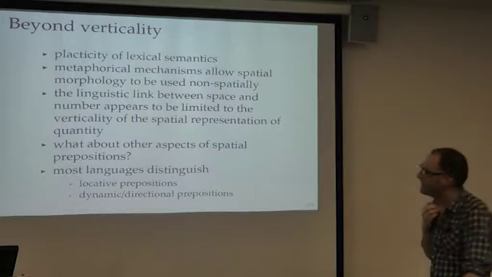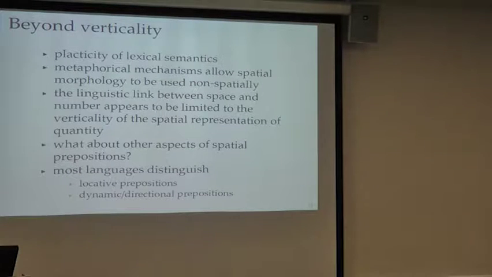Okay, so now for the catch. What I think this shows is some sort of plasticity of lexical semantics, so that you can take the semantics in one domain and apply it in a different domain, as long as that different domain has the same kind of features, or at least can be made to have the same kind of features. So the idea is that the domain of quantity and the domain of space have enough in common for you to use locative prepositions in both domains. And at the heart of this is some kind of metaphorical mechanism.